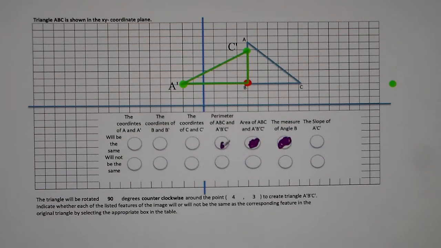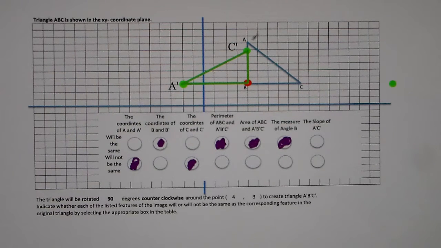The perimeter stays the same because it's the same size. Now the coordinates though, the coordinates of B stay the same. However, the coordinates A and A prime are different, so we mark those as different. And the coordinates of C and C prime, those are different, so we mark that as those coordinates will not be the same.